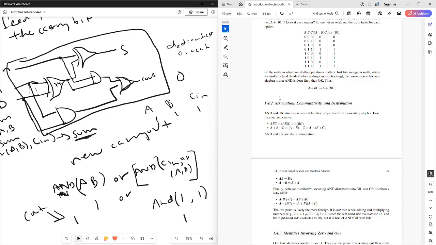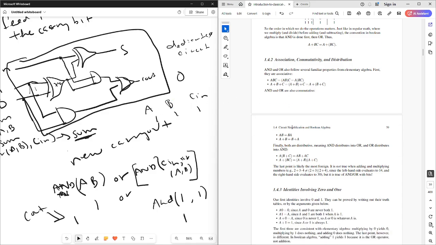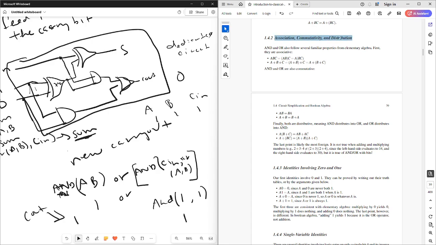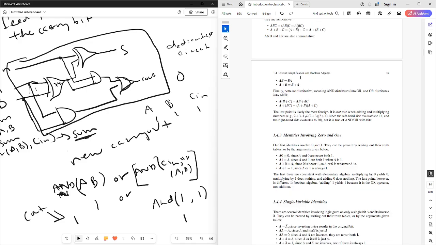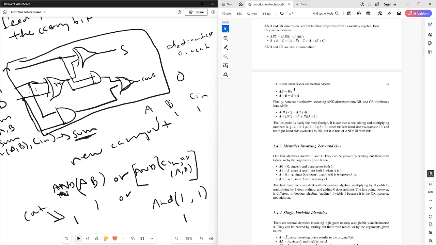Left to right in order of... this should be fairly familiar. Commutative property: A and B and C is equal to A and B and C, and so forth. A or B or C is A or B or C, etc. They're commutative, so we can switch their positions and we're equivalent.